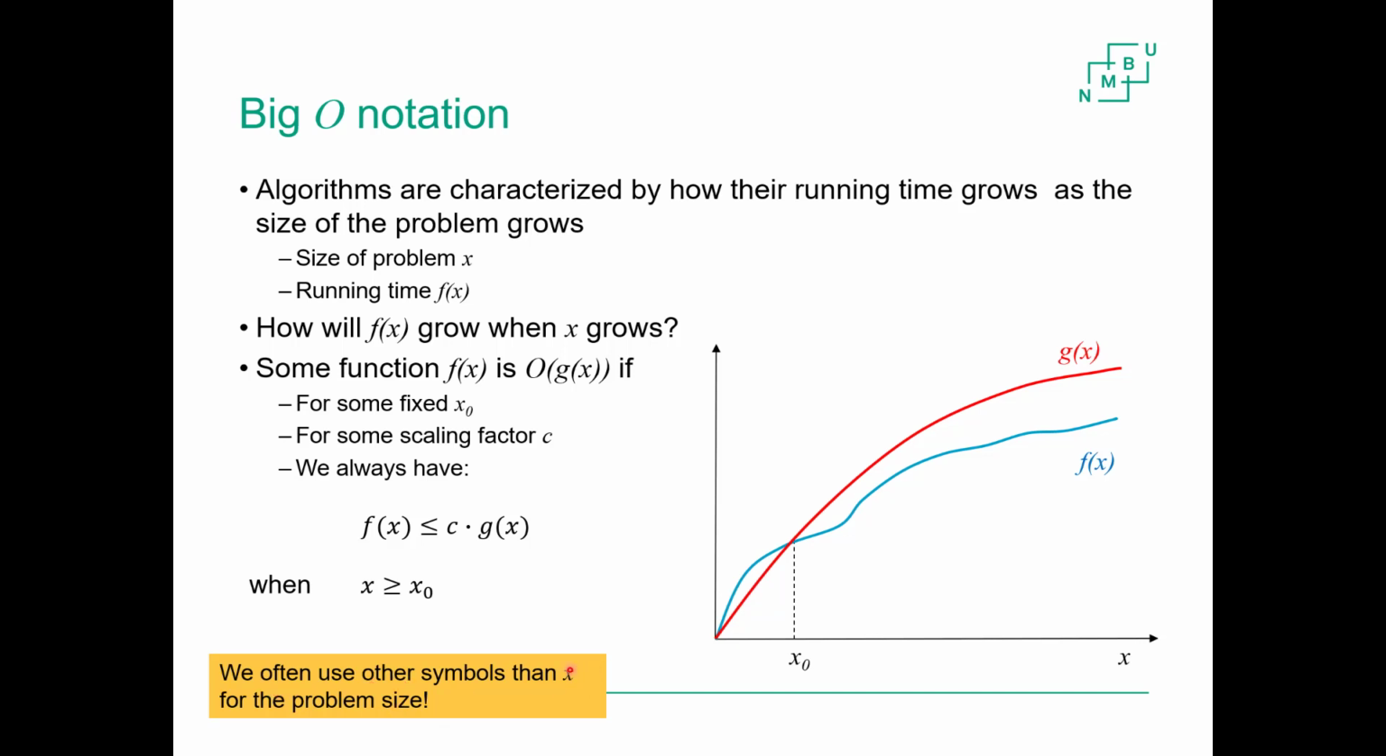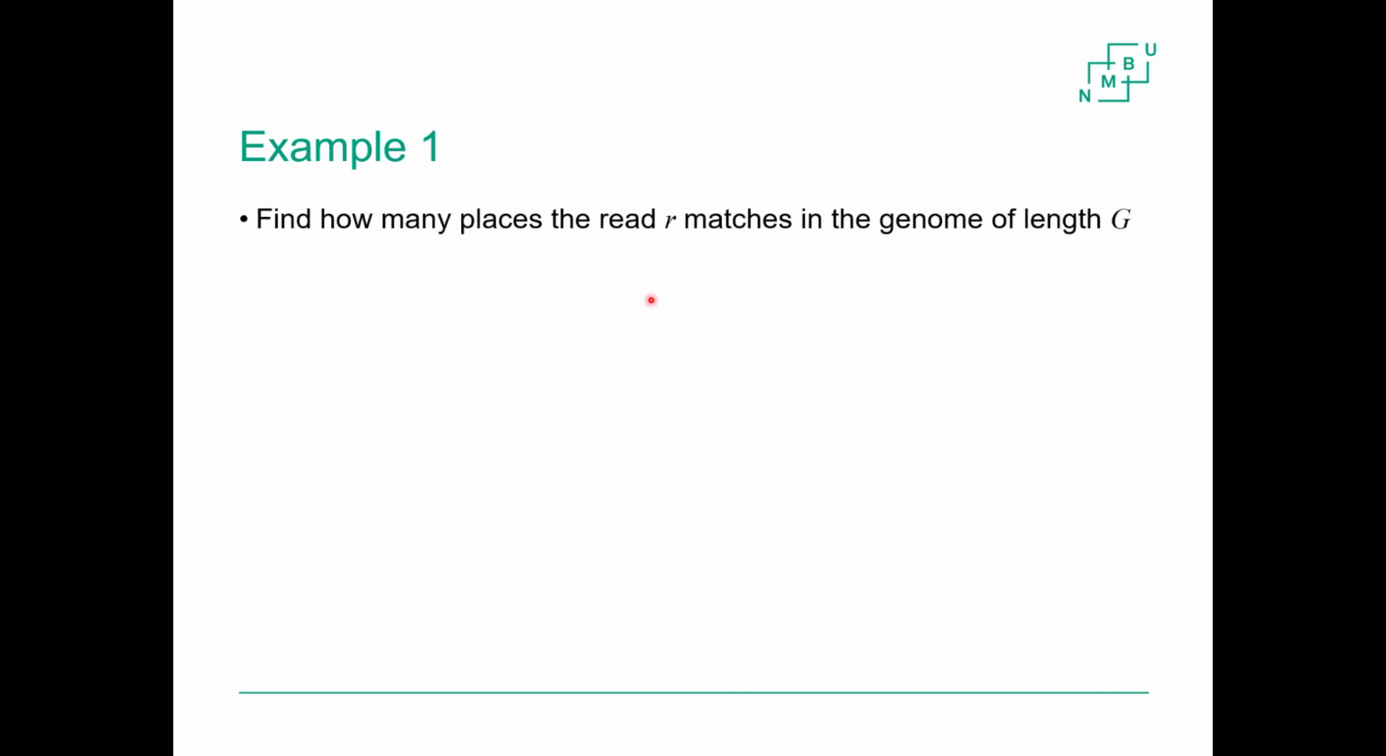I should also say that the symbol x is not the typical symbol we use here. I used it here, but we typically have other symbols for the problem size. But you just replace x with that symbol, and it's the same mathematical reasoning. So let's have a look at a short example, which is exactly the problem we are looking at now. Find how many places a read R matches in a genome of length G.